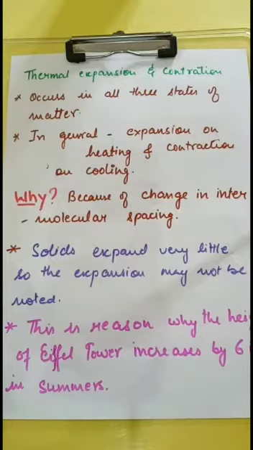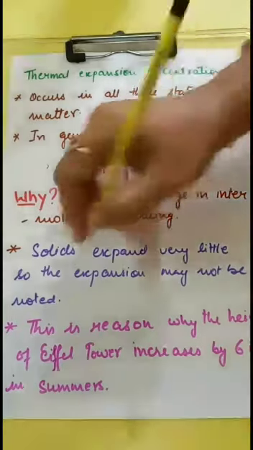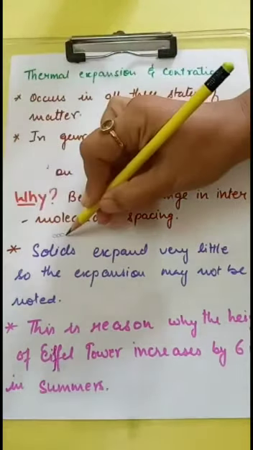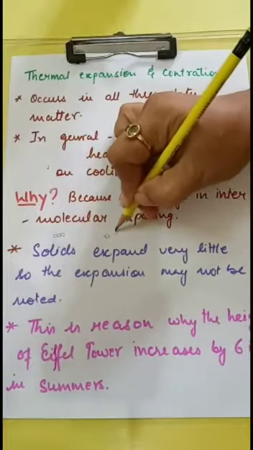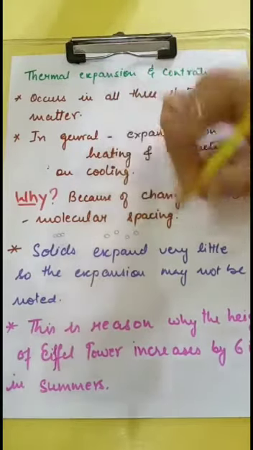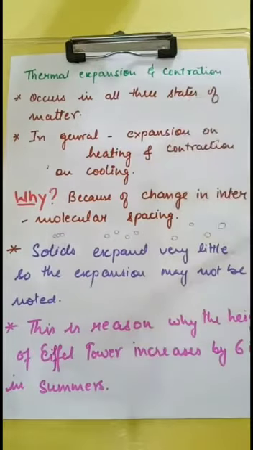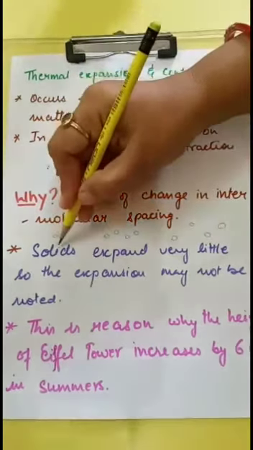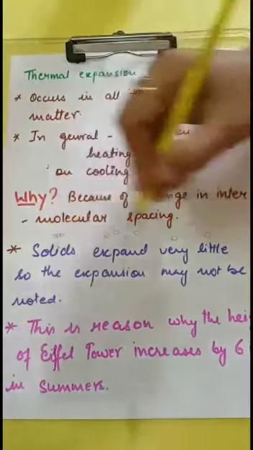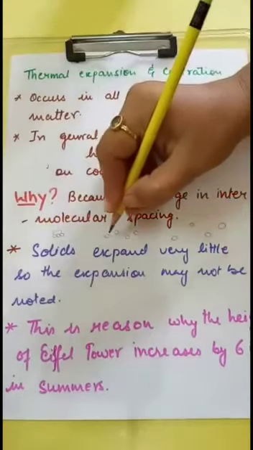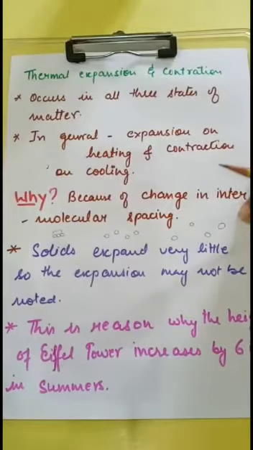As I have told you earlier, the solids are highly compactly packed. The molecules are close to each other in case of solids. In liquids, the intermolecular spacing is larger, whereas in gases, the intermolecular spacing is even more. So, in case of solids, they expand to a very little extent because they are tightly bound to each other, whereas liquids and gases expand to a greater extent.